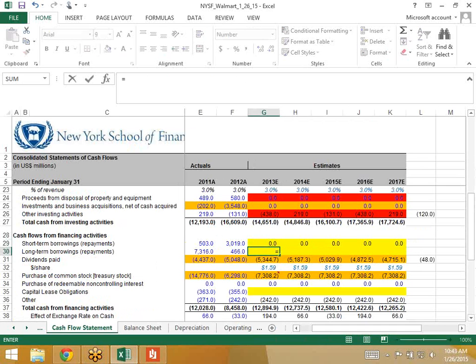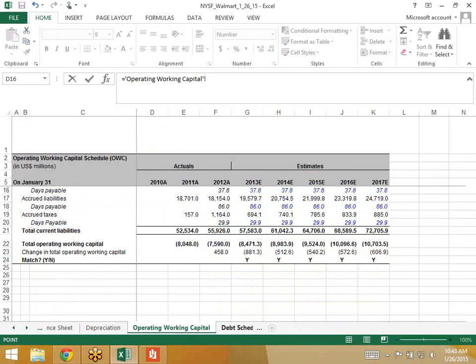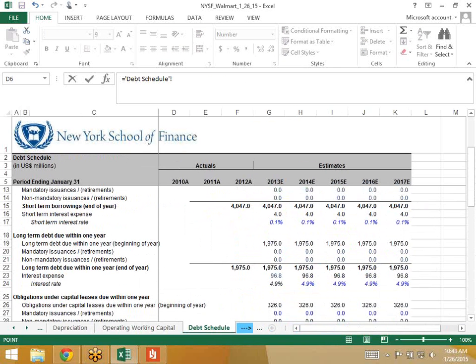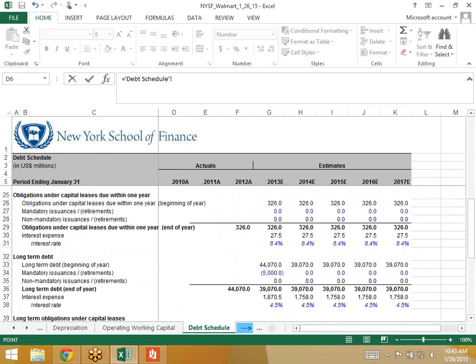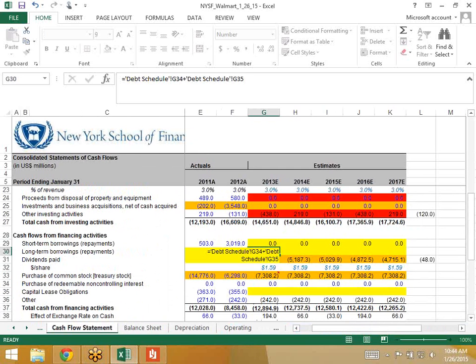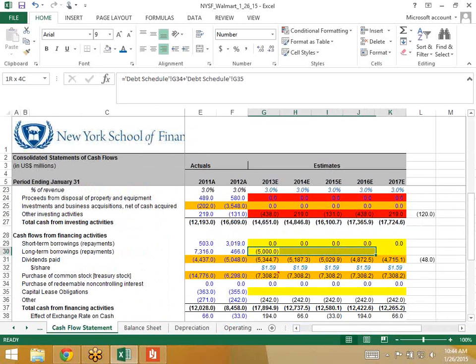Long-term debt, same thing, should be equal from the debt schedule, the long-term debt issuances and retirements, including that $5 billion. So you'll see how that captures the $5 billion. If you link that in properly, look at what happens. That'll capture the $5 billion.